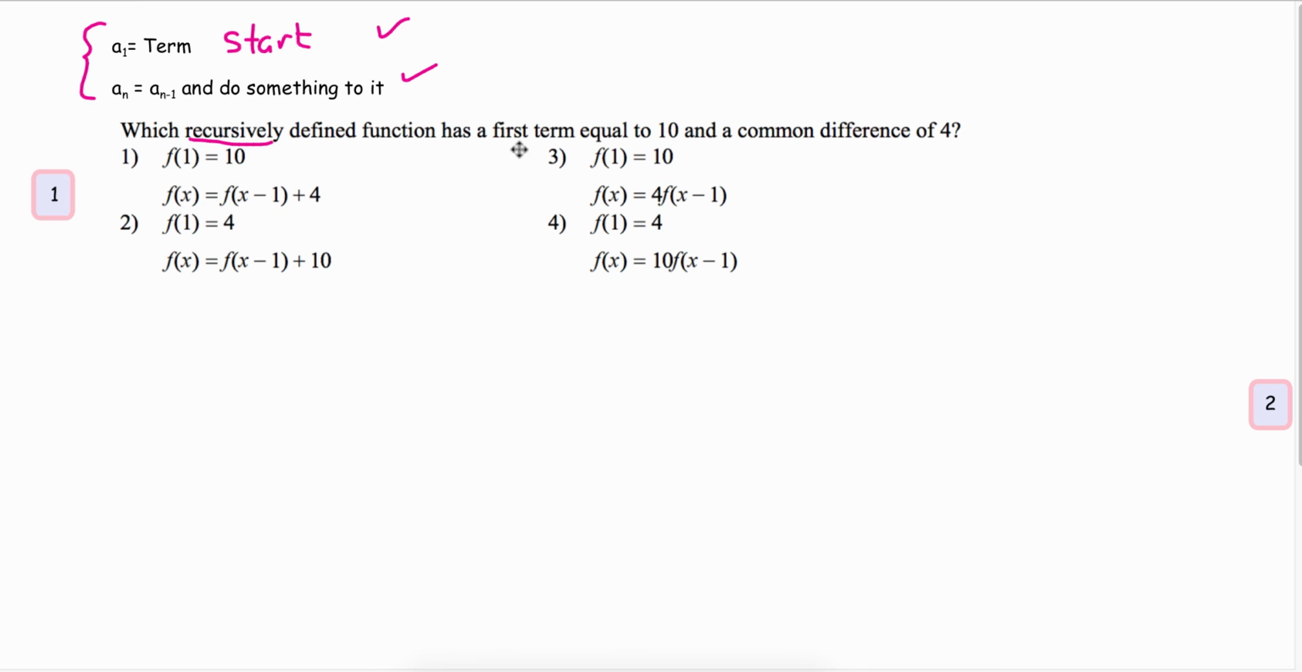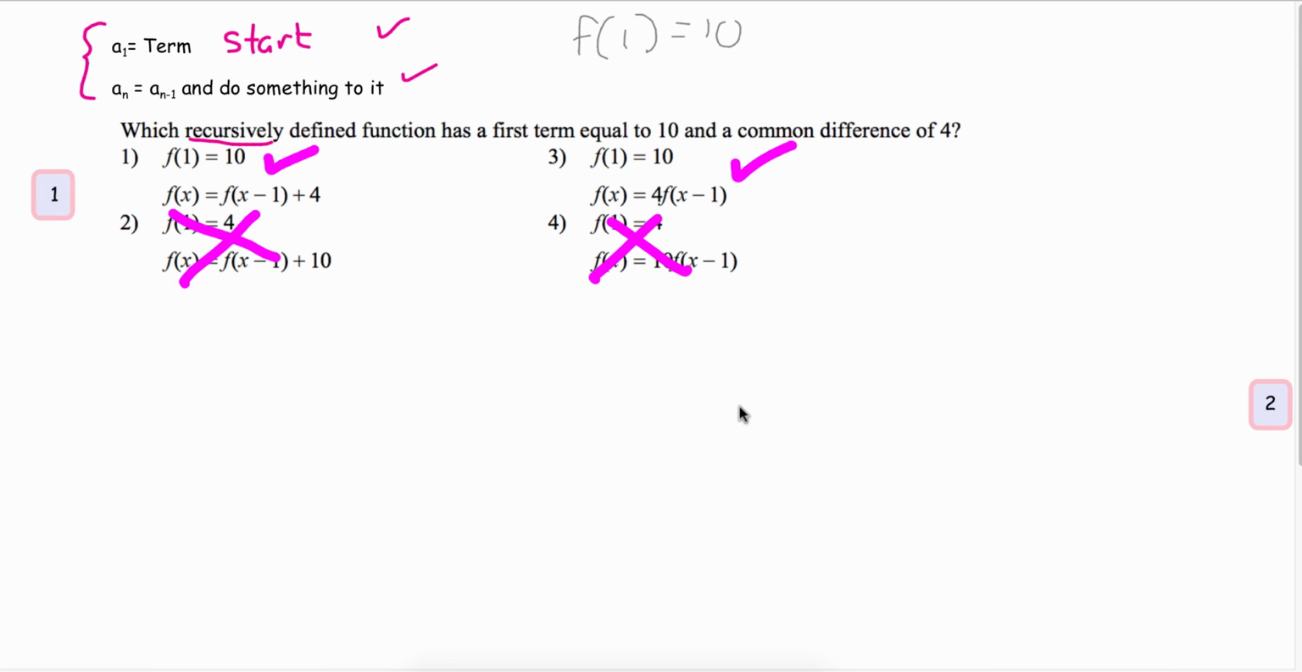Okay, has a first term equal to 10? That means the first term of my function must be the number 10. When I go through there, okay, this is an option, the first term is 10. This is not an option, the first term is 4. This is an option, the first term is 10. This is not an option, the first term is 4. Well, I've just narrowed this down to a 50-50 guess.